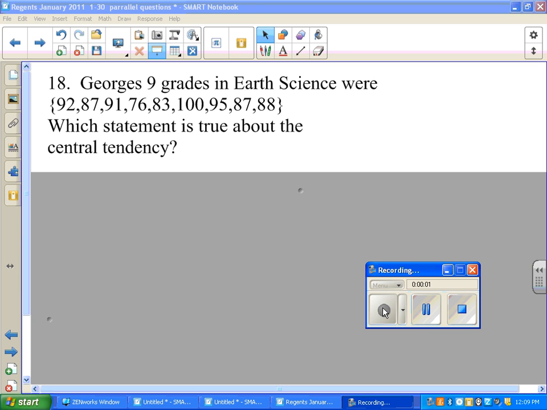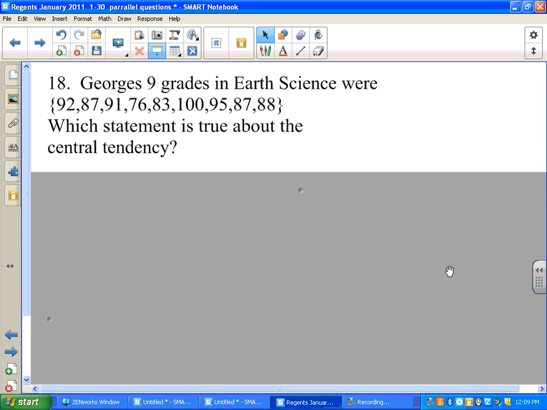Okay, ladies and gentlemen, we are talking about the Integrated Algebra Regents from January 2011. We're continuing on problem number 18. George's 9 grades in earth science were 92, 87, 91, 76, 83, 100, 95, 87, and 88. Which statement is true about the central tendencies? Central tendencies mean mean, median, and mode.